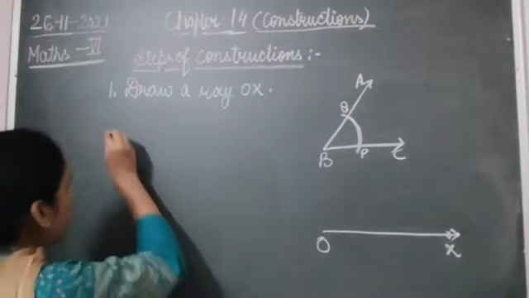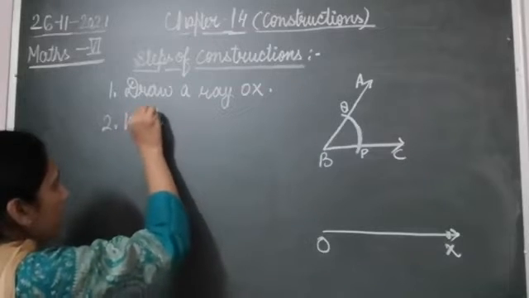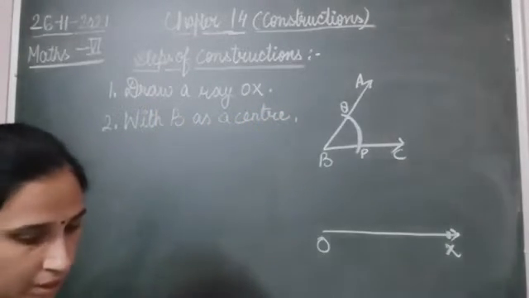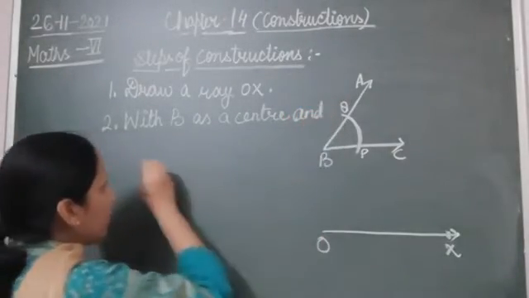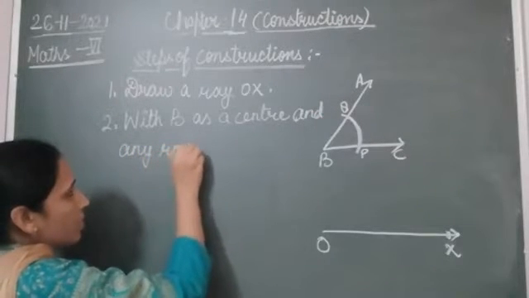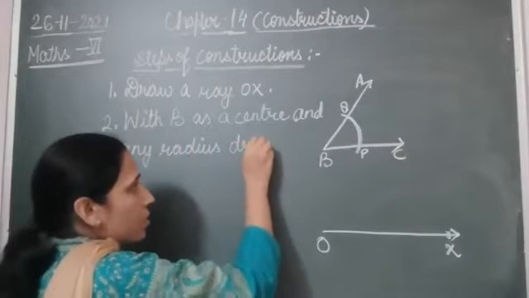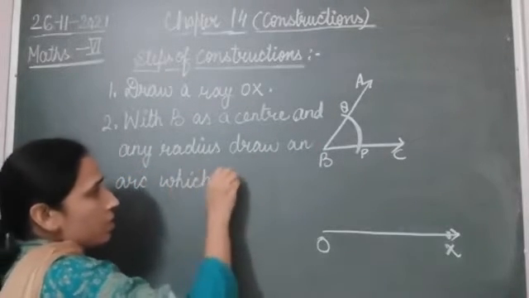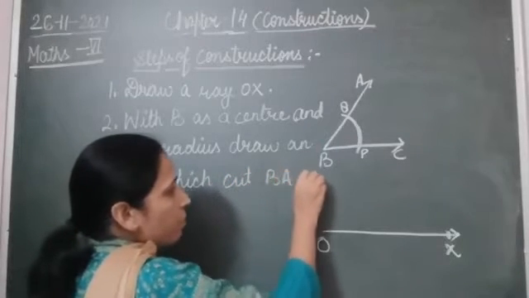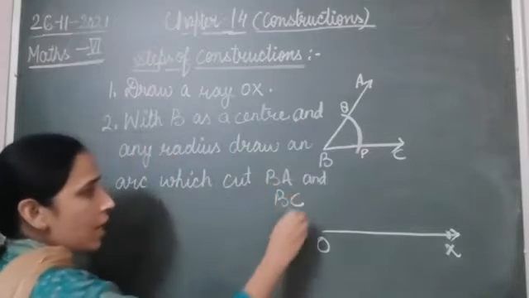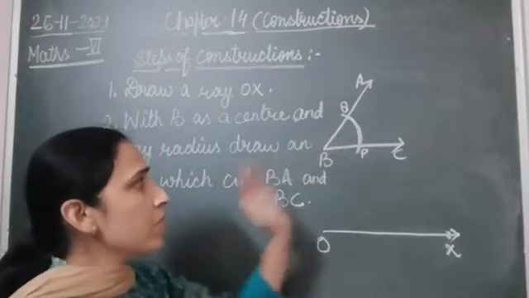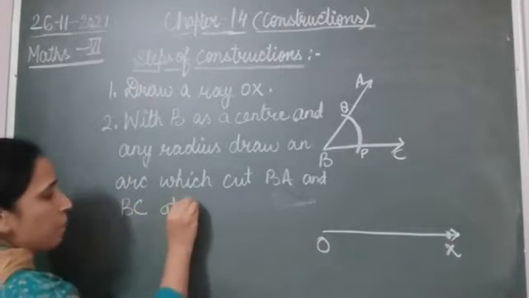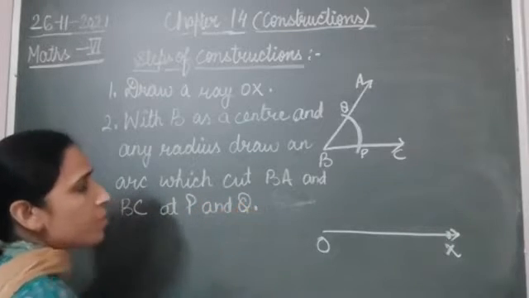Fine. So we'll write: with B as a center and any radius, draw an arc which cuts BA and BC at P and Q. We make the arc in such a way that it cuts BA and BC at P and Q. So what do we understand here?